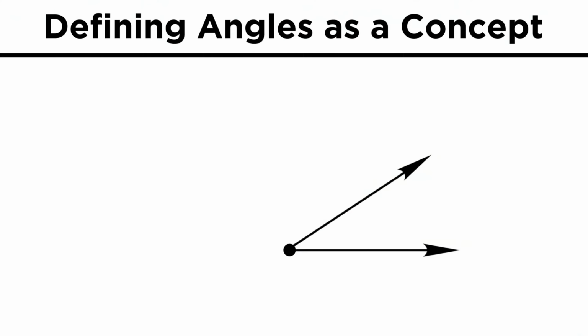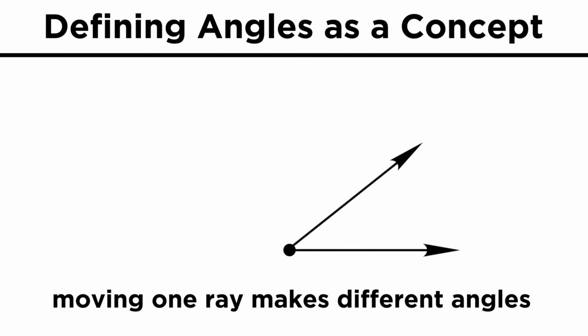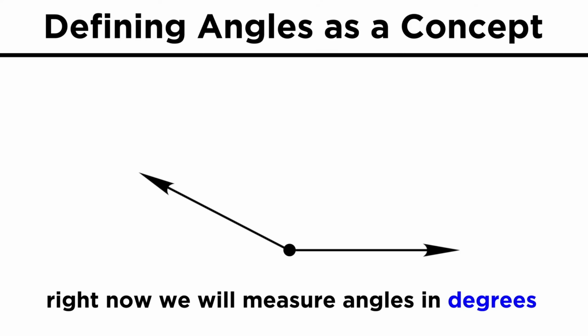To begin examining angles, we can just look at 2 rays that start at the same point, which we can call the vertex, and the distance between the rays, denoted by this curved line segment, is an angle. Moving these rays closer together and further apart, while their endpoints are anchored together, will generate different angles. While there are a few ways to measure angles, we will first learn how to use degrees.